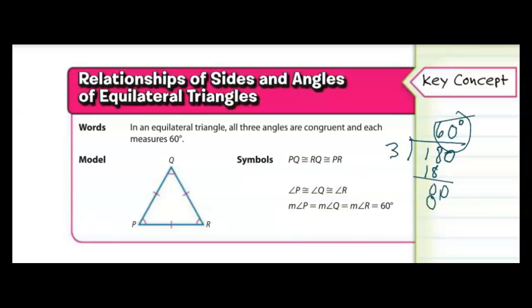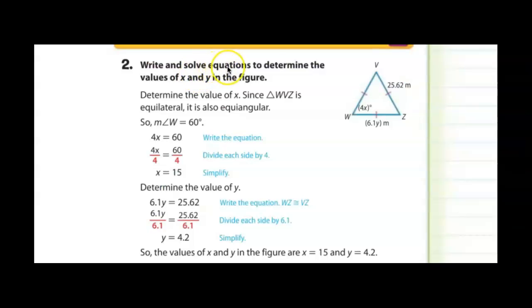Okay, so now we're going to use that information to solve some algebra. Okay, they've done this example for you. It says write and solve the equations to determine x and y. And as I've talked about, one picture is going to be 2 different algebra problems. Every single side is equivalent to 25 and 62/100ths. And then they're also telling you that this side is 6 and 1/10 times y. So if we come down here, we have 6 and 1/10 y is equal to 25 and 62/100ths.